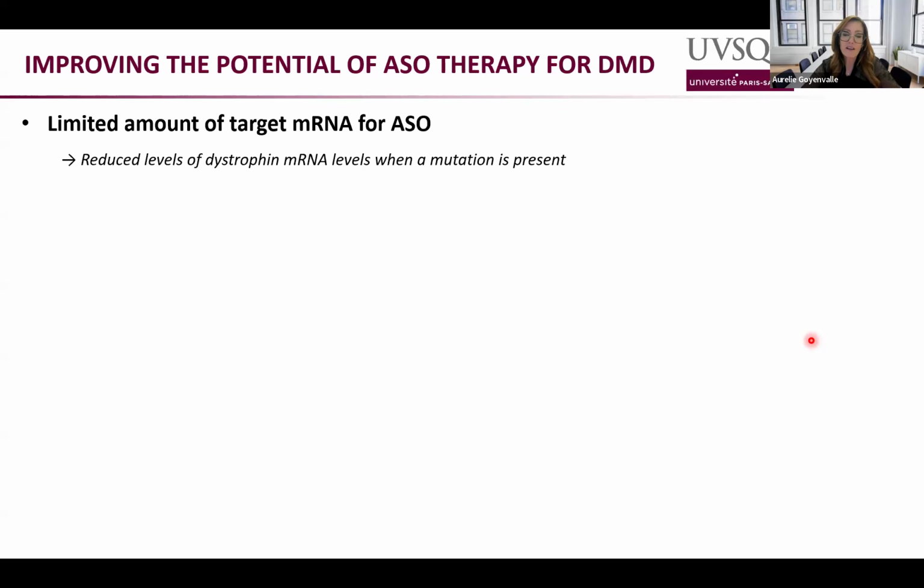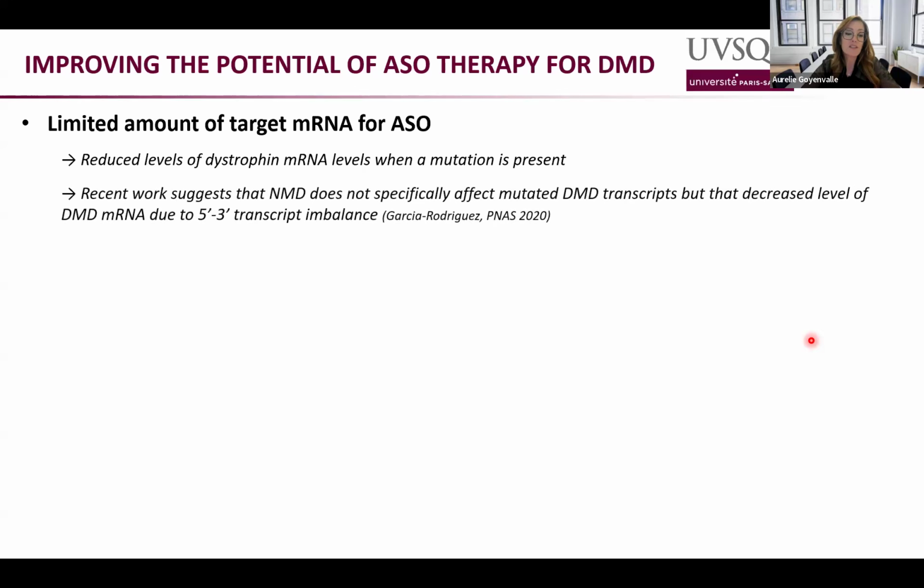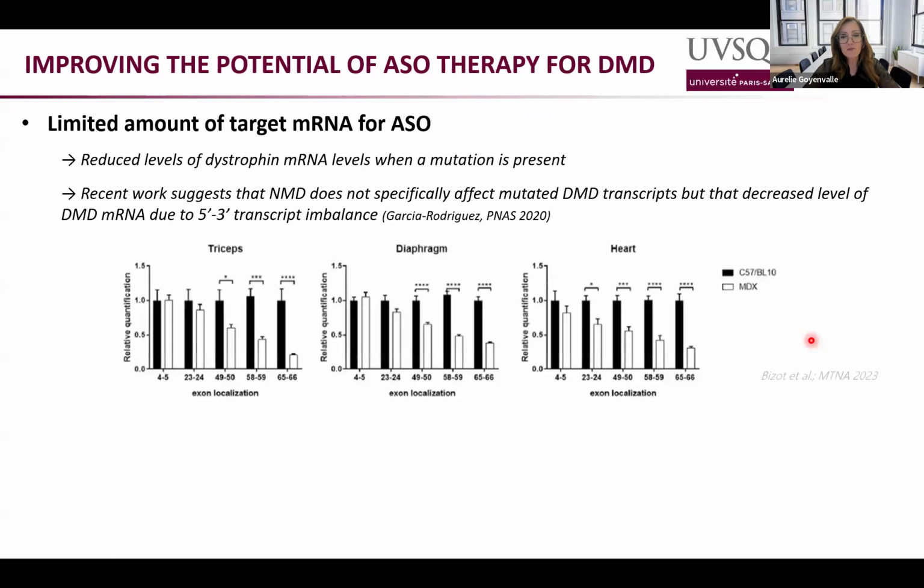But recent work from LUMC, from Annemieke Ertsma-Roos and Peter Spitali's group, has shown that NMD does not specifically affect the mutated DMD transcript, and that the decreased level of the transcript was actually mostly due to a very strong 5' 3' transcript imbalance. And this is something that we have also shown.